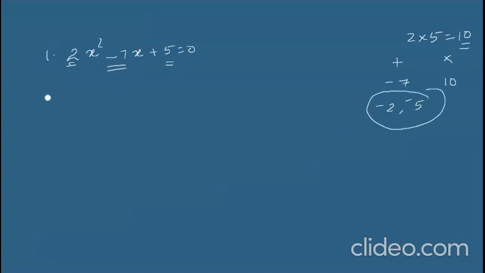Now you have to rewrite this. This implies 2x square, then what about negative 7x? The middle term, let us split like this: minus 2x and minus 5x plus 5 is equal to 0. So that is the method of splitting the middle term. Now let us consider the first and second, and the third and fourth together.